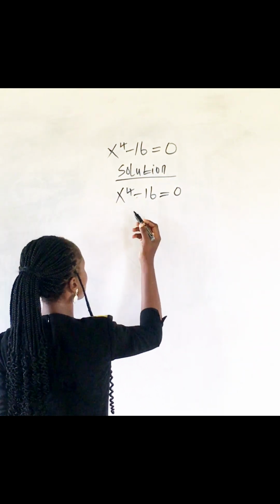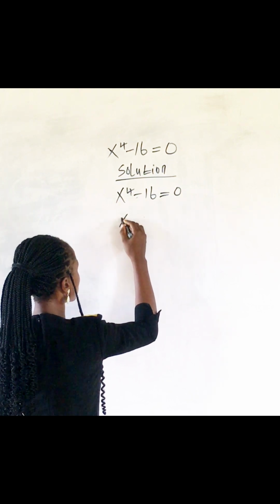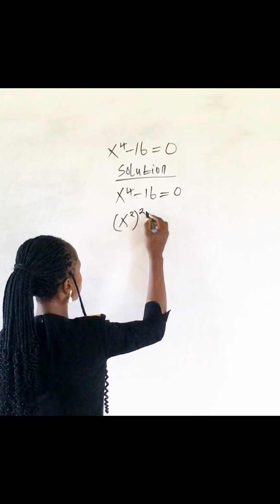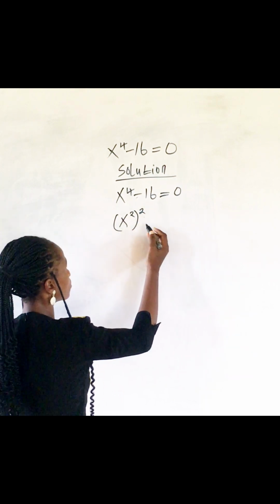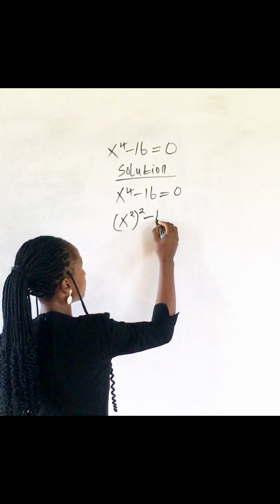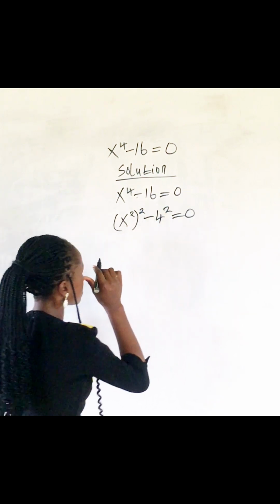One of the ways you can do that is, this is x raised to the power 4, which can be simplified as x raised to the power 2, in bracket, raised to the power 2, then minus 16. 16 is also a perfect square, so you can have it as 4 squared equals 0.